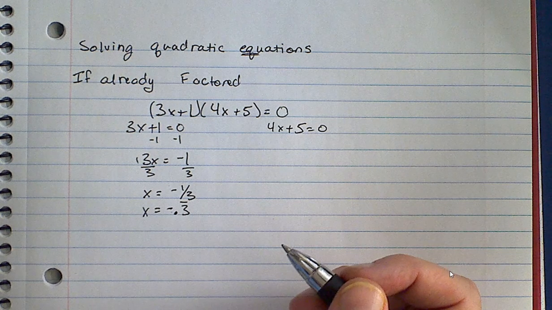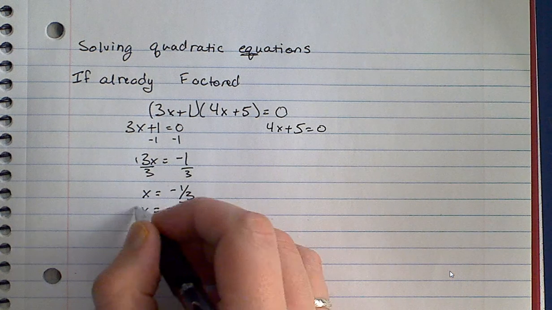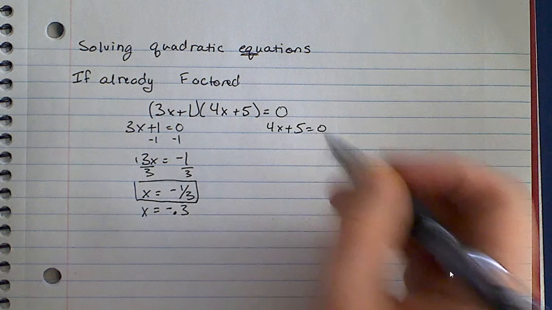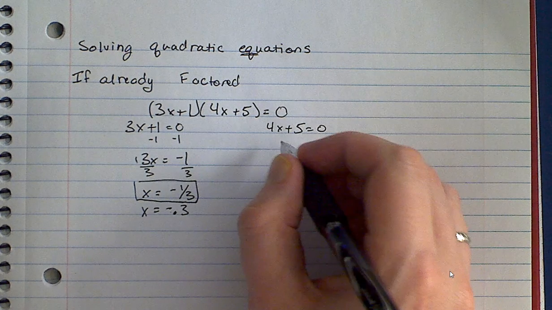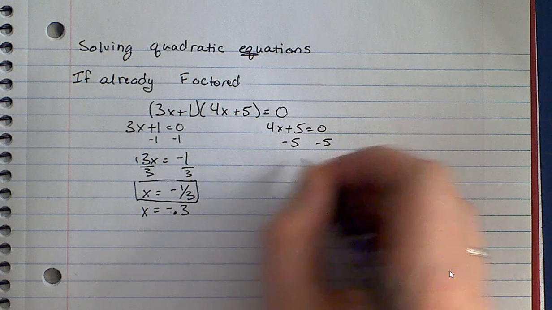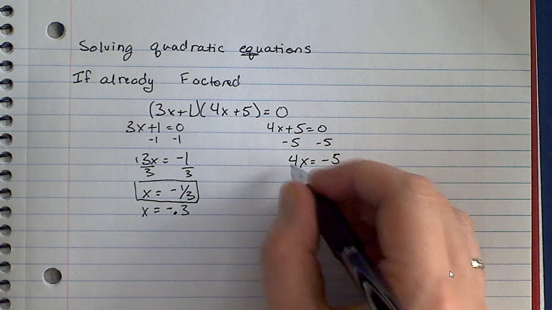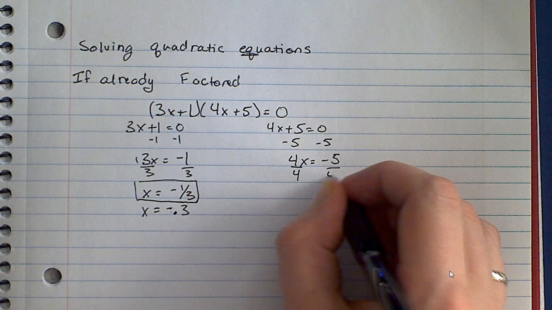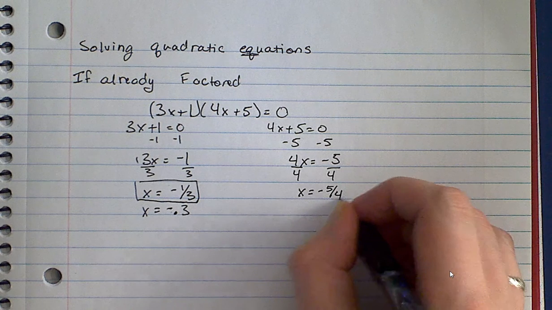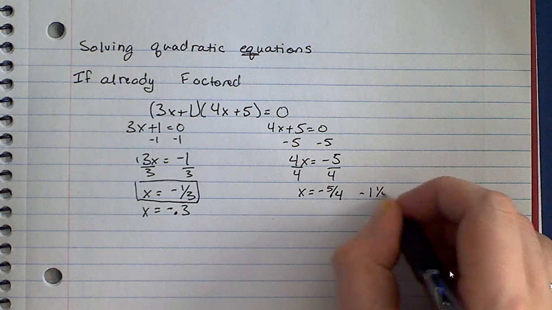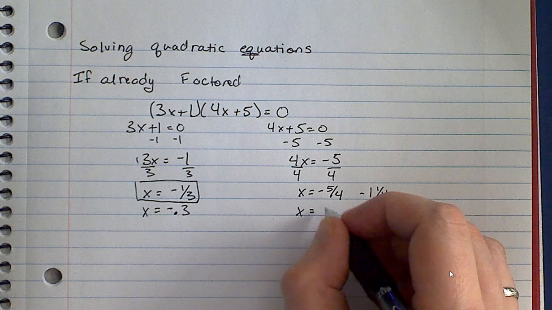Okay? And same thing for 4x plus 5. So this is one of your possible solutions for x. This is going to have another possible solution if you solve 4x plus 5 equals 0. So you'd start by subtracting 5, 4x equal to negative 5. Divide by 4, divide by 4. And then x would be equal to negative 5/4, negative 1 1/4 if you prefer the mixed number, or if you prefer the decimal, negative 1.25.